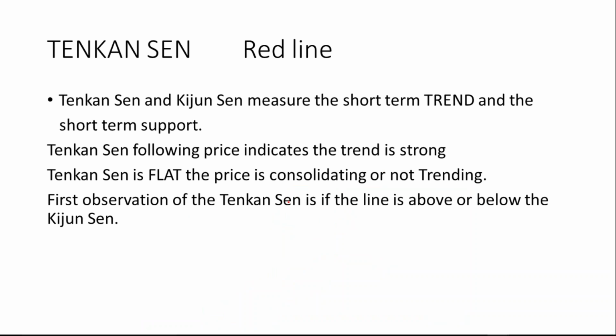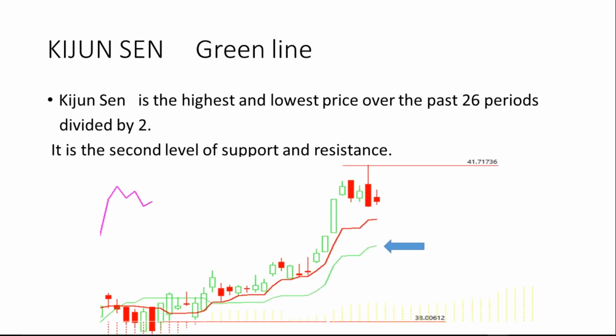So the first observation of the Tenkan-sen is if the line is above or below the Kijun-sen. Let's take a look. The Kijun-sen is the green line. The Kijun-sen is the highest and lowest price over the past 26 periods divided by 2. So it simply again takes the highest price and the lowest price down in here somewhere, and as a dollar value divides it by 2 and comes up with a value in itself and set over the last 26 periods. It is the second level of support.